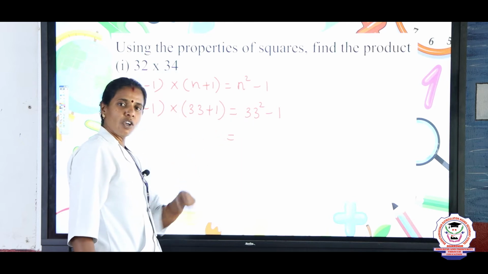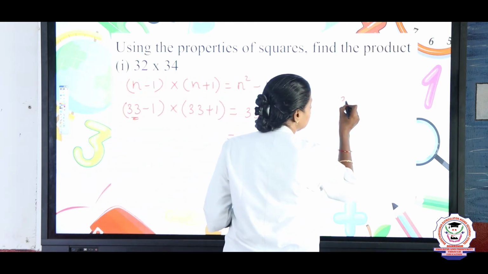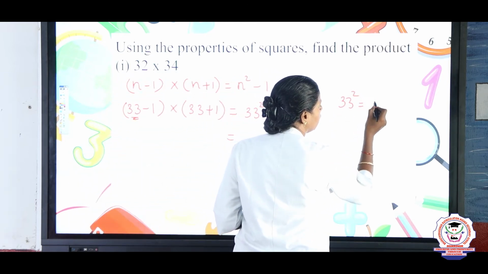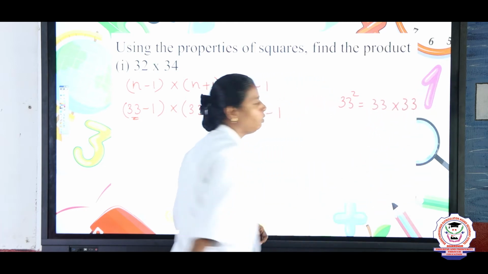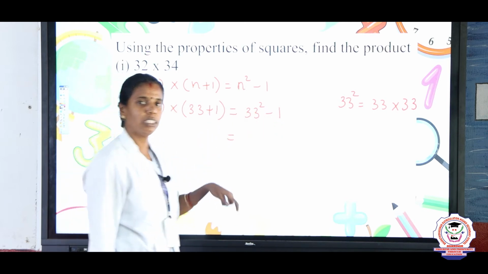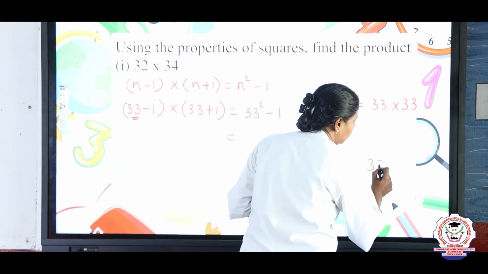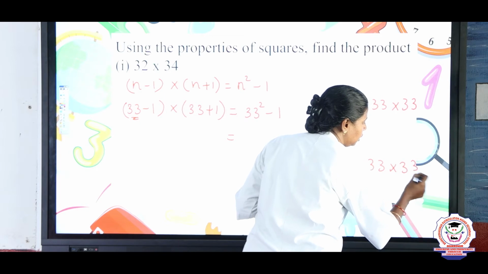We know how to find the square of 33. Yes, 33 square equals 33 into 33. Very good. Now tell me the product of these two, 33 into 33. Just multiply that.